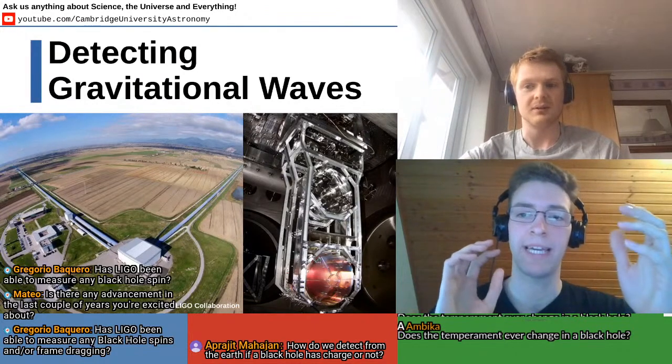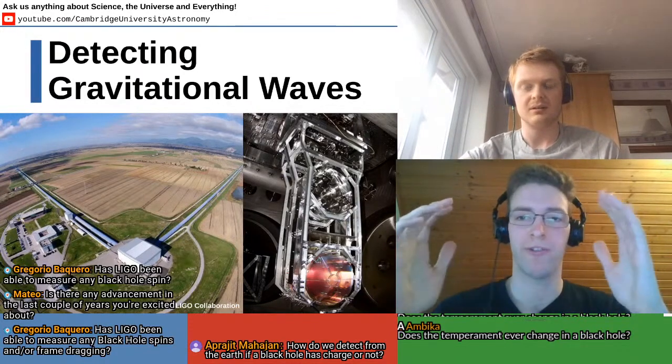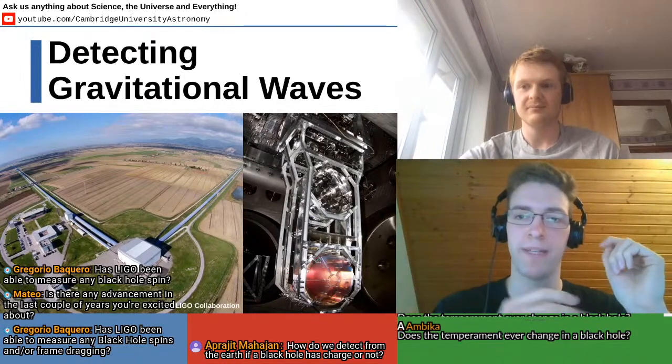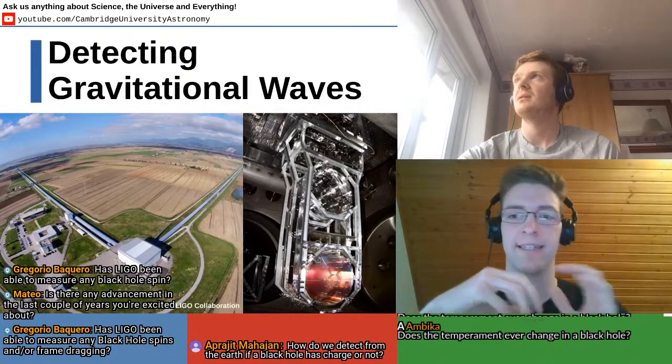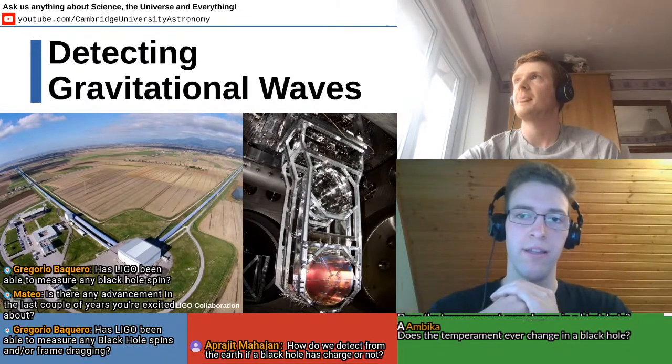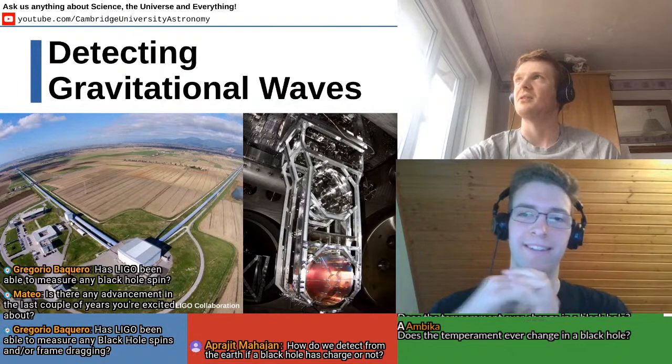Would this frame dragging appear when you make a photograph of the black hole, like the Event Horizon Telescope did? Is frame dragging responsible for one side being brighter than the other? That's an excellent question.